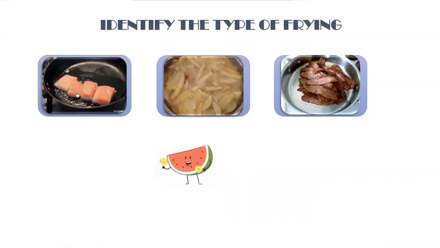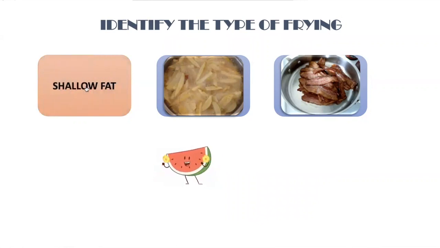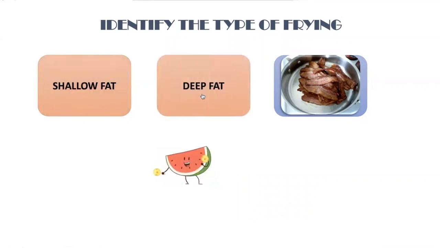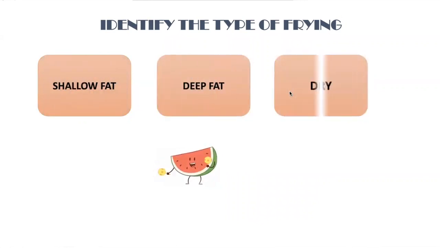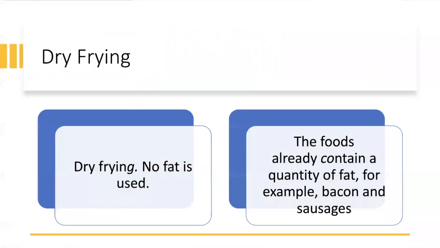All right, the first one is what? Look at my cursor. Shallow fat. Next one, deep fat. And the other one is dry. So those are the three types of frying. All right. So let's talk about dry frying.